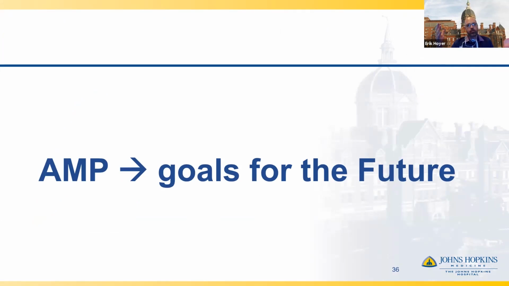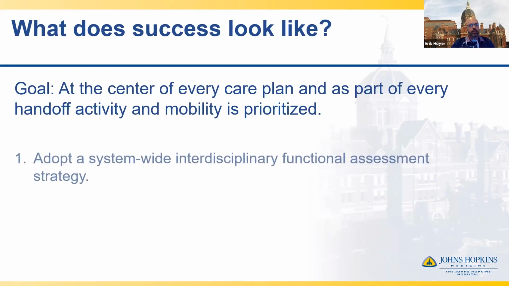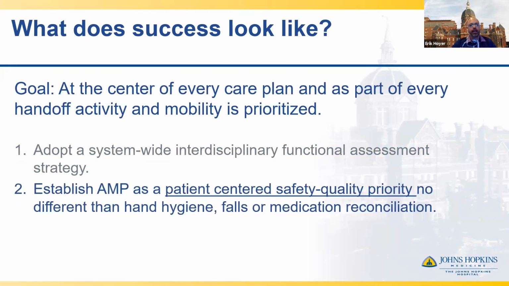This is obviously related to falls work, but as our AMP group, what we're really trying to do is think about how function fits into lots of different goals of the hospital setting. So a core idea is that it is at the center of every care plan for a patient, and that in every handoff, activity and mobility needs to be prioritized. We've been working with all these different hospital systems to adopt a system-wide interdisciplinary functional assessment strategy, and we advocate for the tools that I presented today.